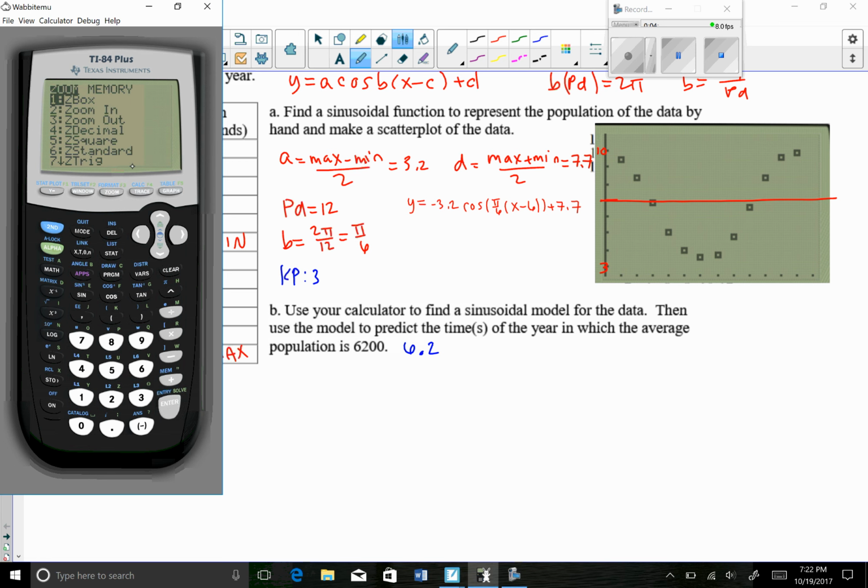Then if you go to zoom, and remember we have a zoom stat button, so if you hit zoom 9, remember that zoom 9 is actually going to give you this picture right here. So that's what my graph was, and that's what I had here.